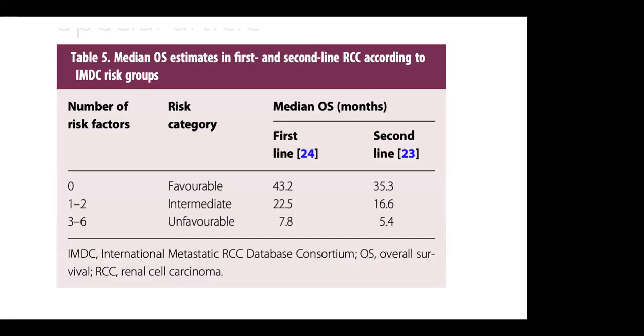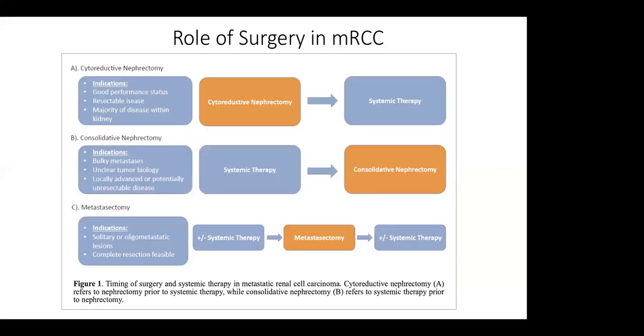So again, this is a picture of how aggressive this disease is. The median overall survivals in first and second line RCC according to IMDC risk groups, and you can just see that in the unfavorable group how poor the survival is, and that's with first line and second line treatments. These are not figures related to cytoreductive nephrectomy, but just from a systemic treatment point of view.